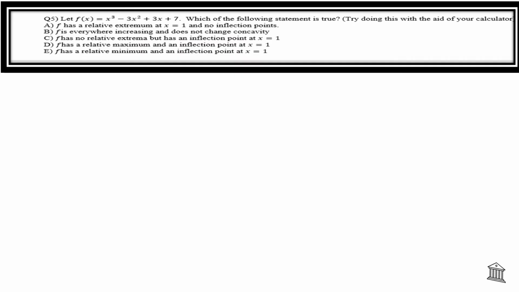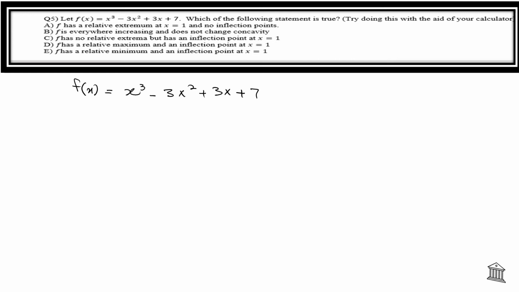The next question is x cubed minus 3x squared plus 3x plus 7. So I am writing my question, x cubed minus 3x squared plus 3x plus 7. Which of the statements is true? In these statements, they are also asking about some relative extrema and increasing, decreasing points.